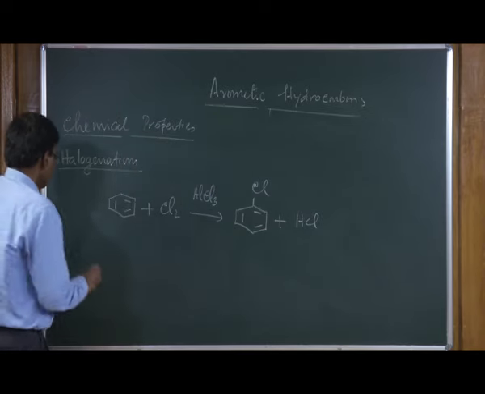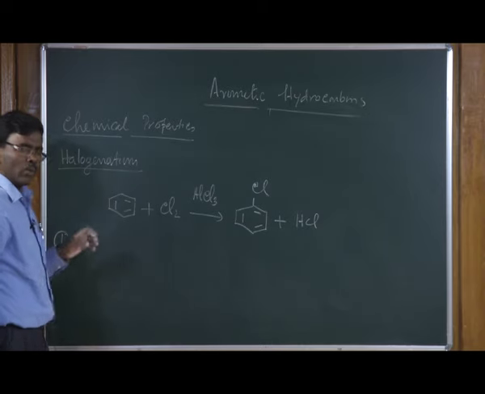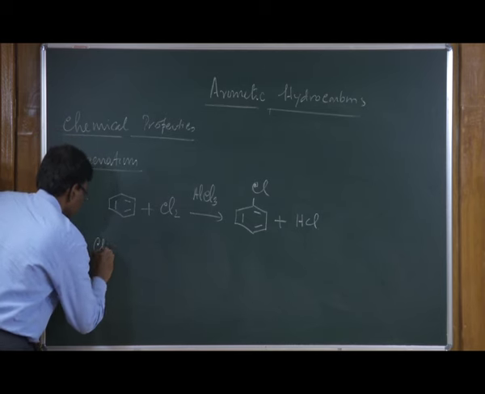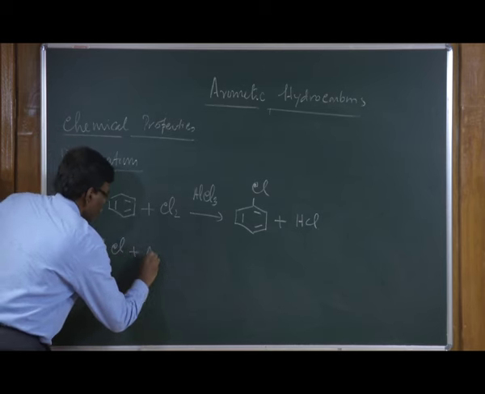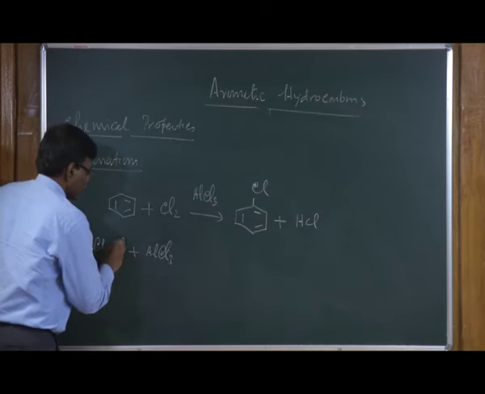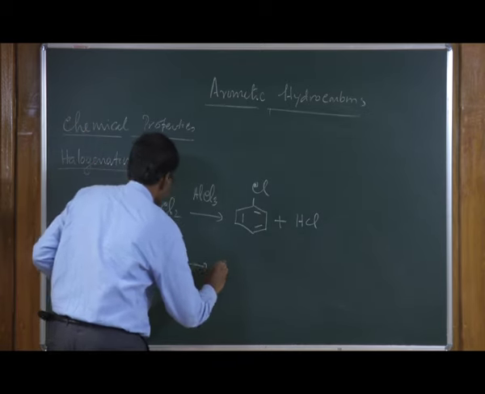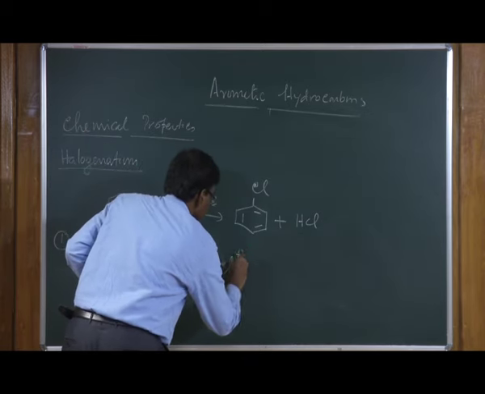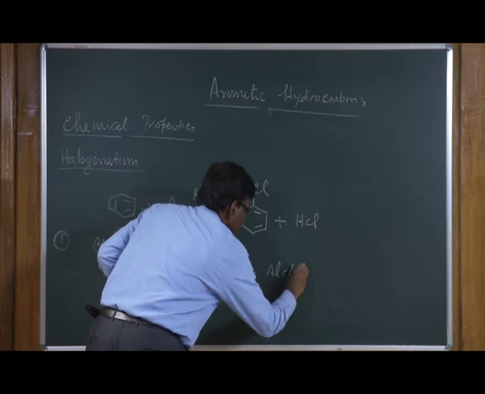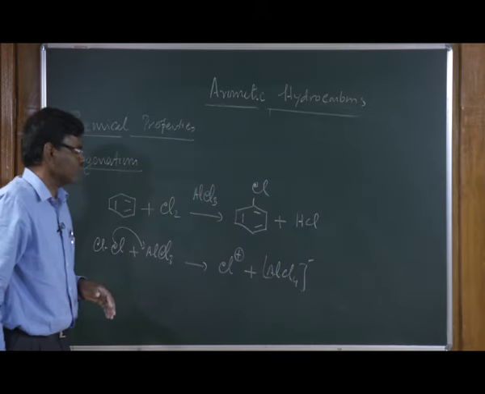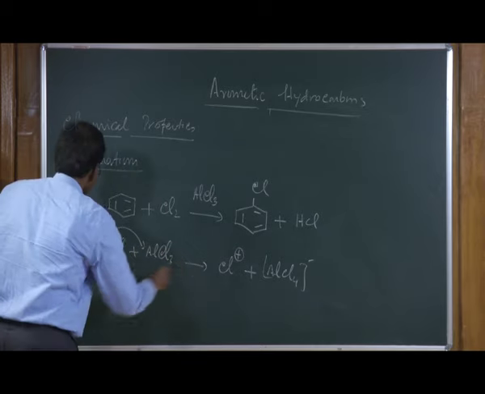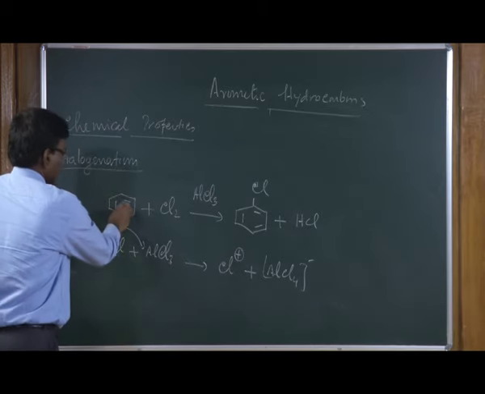And regarding the mechanism, this also involves two steps. The Cl2 reacts with the Lewis acid, aluminum chloride, to form the Cl plus electrophile and AlCl4 minus. First the formation of the electrophile takes place, and once it forms, as we have just seen, it can react with your benzene.